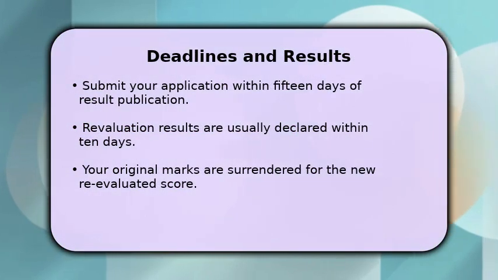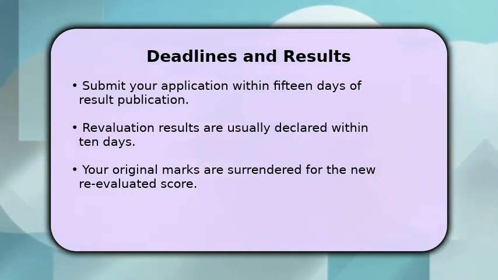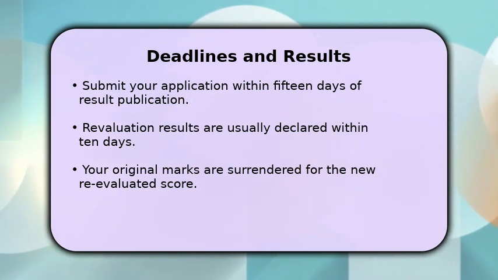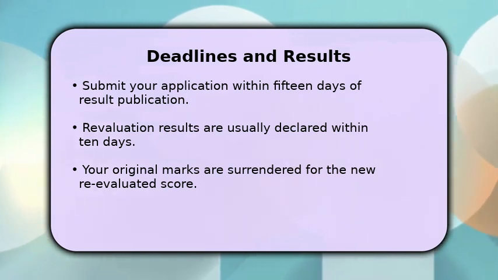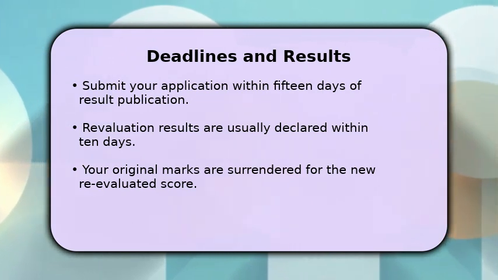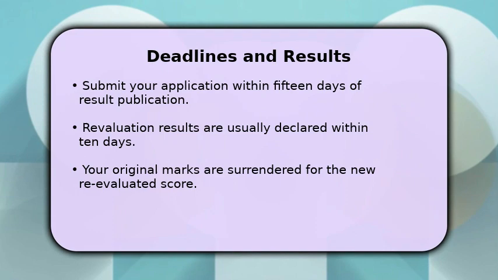Timeliness is key. Applications must be submitted within 15 days from the date your original results were published. Typically, revaluation results are announced online approximately 10 days after your application submission. Remember, your initial marks are replaced by the re-evaluated score, which could be higher, lower, or the same. Always monitor the student portal for updates.